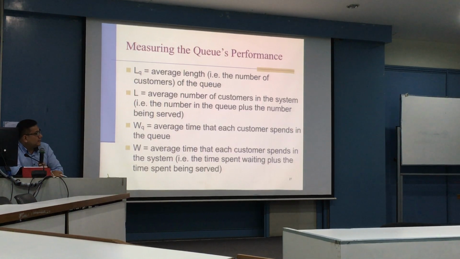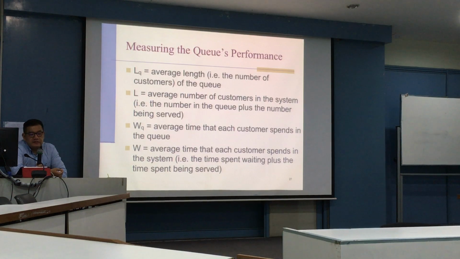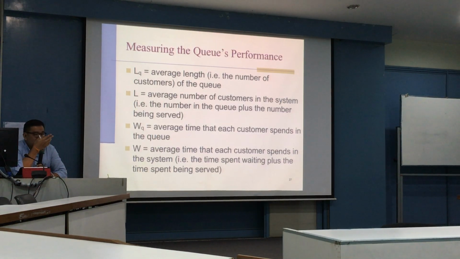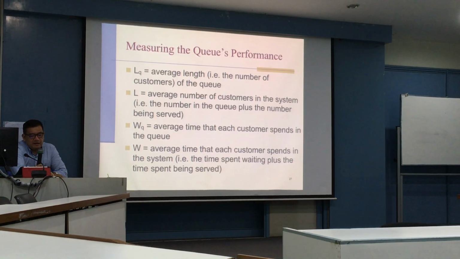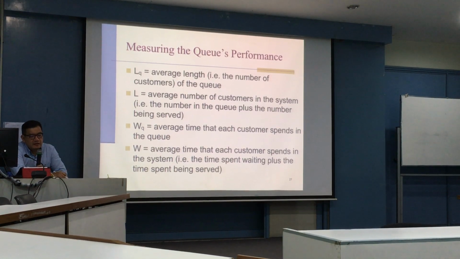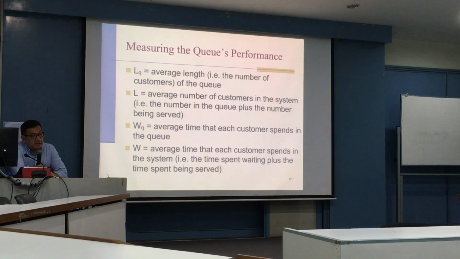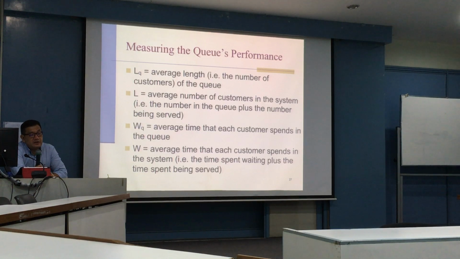So then another part that we need to understand is how we can measure the performance of the queuing system. When we talk about the performance of the queuing system, we're going to talk based on 6 or 7 variables that are used as the performance measurements for the queuing system. Let's talk about the first two performance measurements. They're called LQ and L.